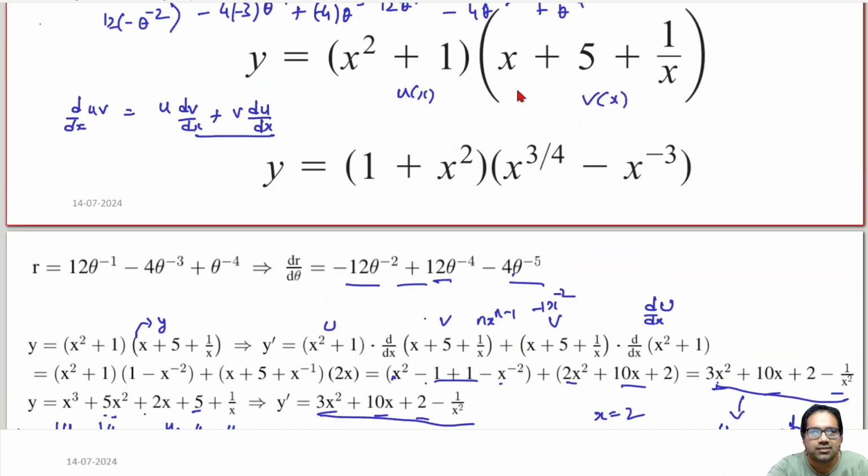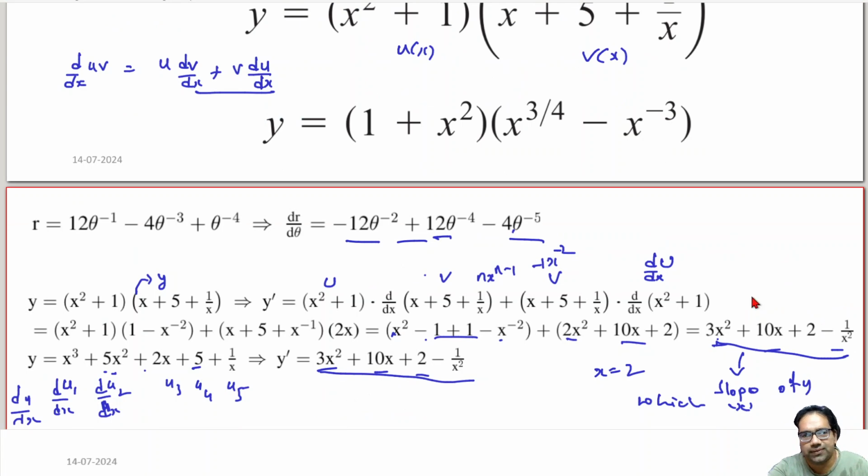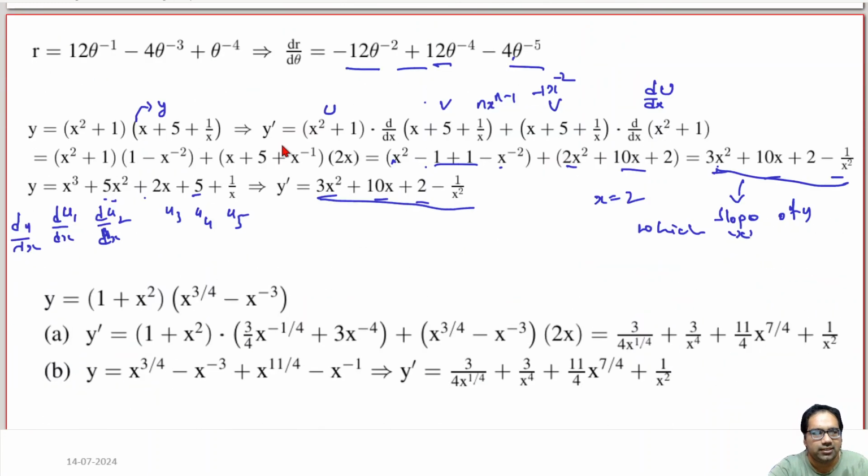So wherever we want to find the slope, we can use this function to find the slope, right? Now let us look at this function, (1 plus x squared) times (x power 3 by 4 minus x power minus 3). Here also it is a product of two functions. You can do the product first and then differentiate, or you can differentiate using the product rule, that is d by dx of uv equal to u dv by dx plus v du by dx. Let us try both methodologies.